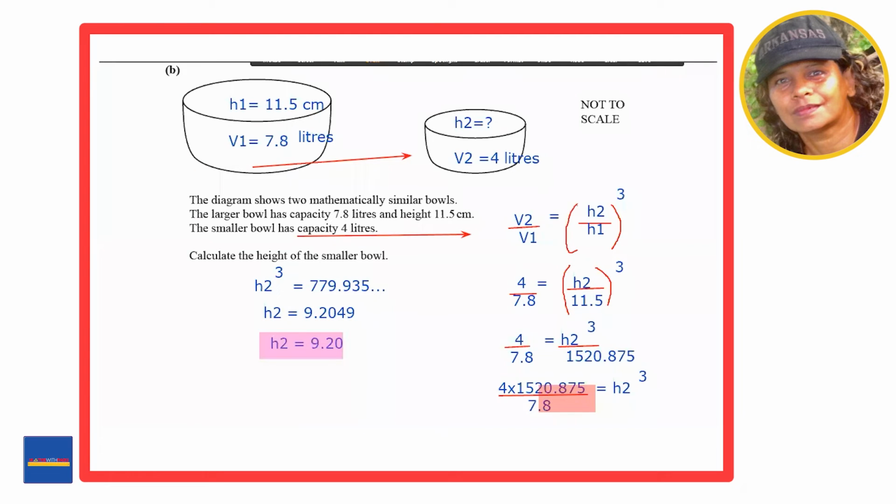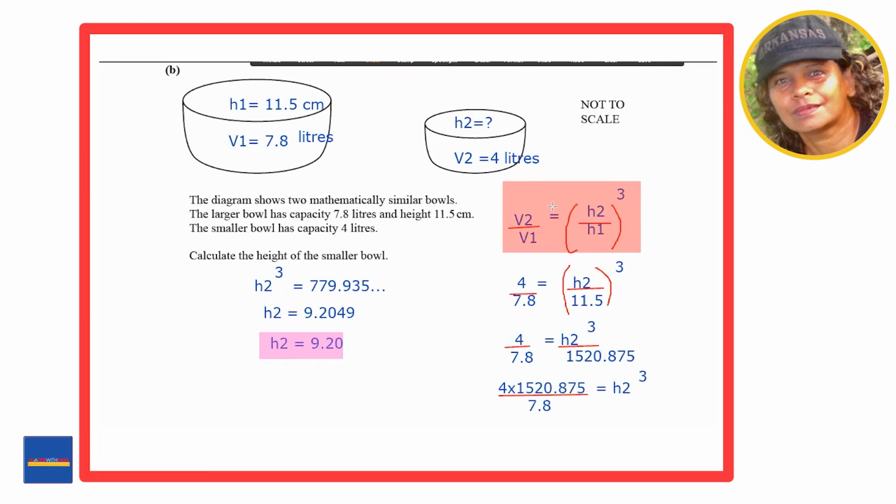Then we go on to part B of this question. They have mathematically similar balls, and they talk about capacity, which is volume, and we have to remember the formula that V2 over V1 is (H2 over H1) cubed. So now they have given us the capacity, which is 7.8 liters and 4 liters, and the heights are 11.5, and the other height we have to find out.